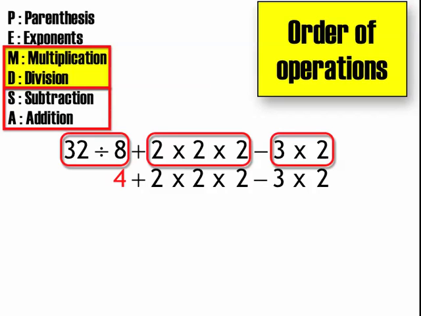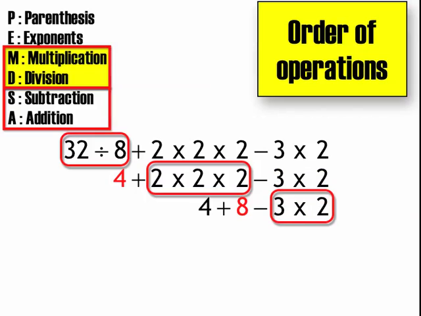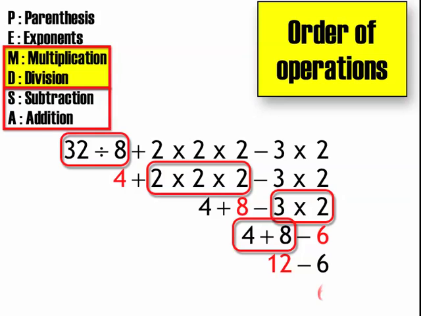32 divided by 8 simplifies down to 4, rewrite my expression. And then 2 times 2 times 2, well, that's going to simplify to 8, rewrite my expression. And then finally 3 times 2, that simplifies to 6, then rewrite the expression. I don't have any parentheses, exponents, multiplication, or division left. Now I go to the next step, which is subtraction and addition. So 4 plus 8 is 12, minus 6 is going to be 6.